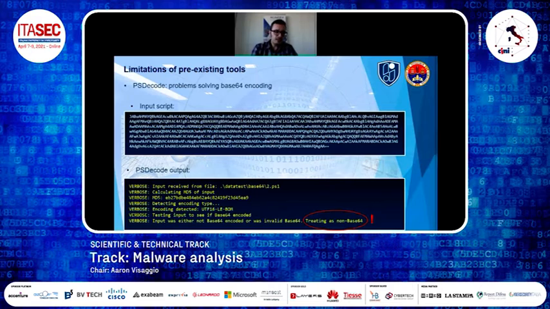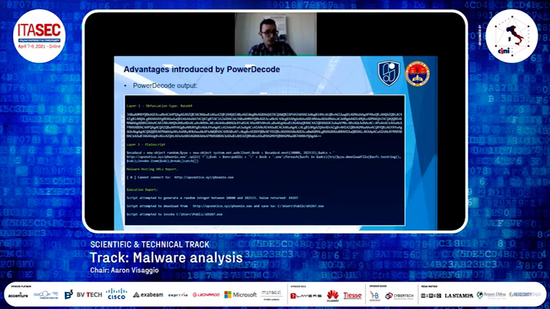So we describe the limitations of pre-existing tools in comparison to PowerDecode. In this case, we consider PSDecode, a pre-existing tool, and we analyze a base64 obfuscated script. In this case, the file encoding was UTF-16, and PSDecode had some difficulty recognizing the base64 format. For the same case, PowerDecode was able to solve it because it employed the same regular expressions to recognize base64 encoding.